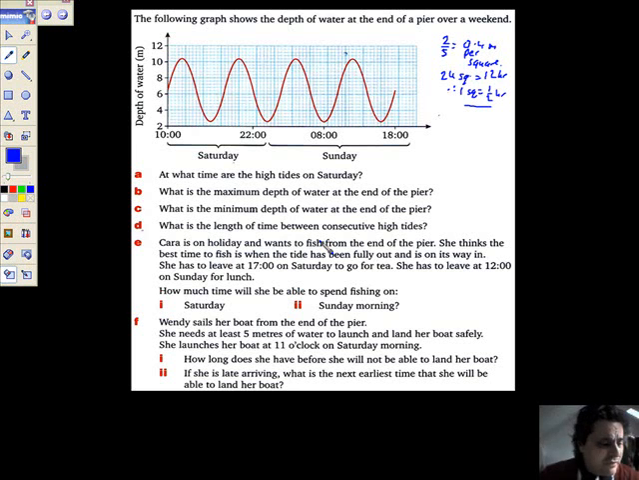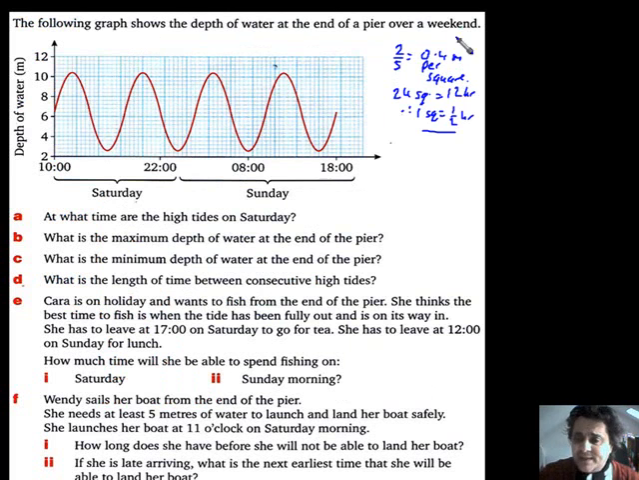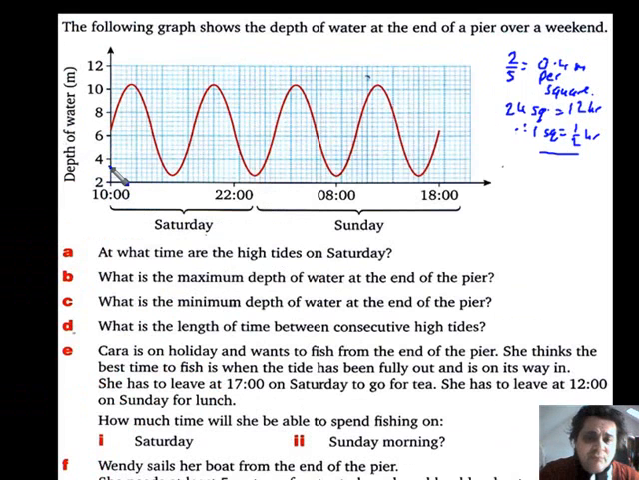Question 4, page 114, very challenging storyline, very difficult scale. The following graph shows the depth of water at the end of a pier over a weekend. Well, that's not hard. Now, to the right hand side, you may see I've worked out on the vertical scale, we've got 2 meters represented by these 5 little squares. Therefore, each little square is 0.4 of a meter depth.